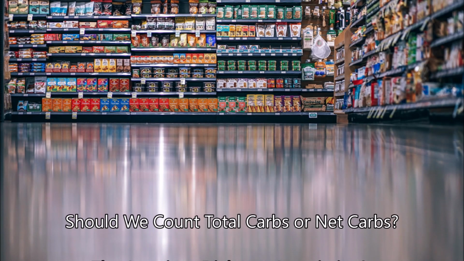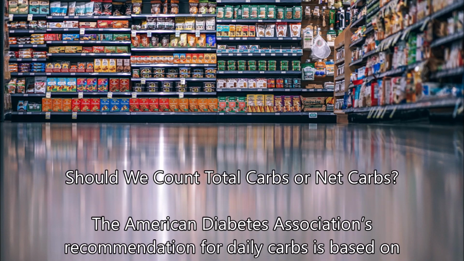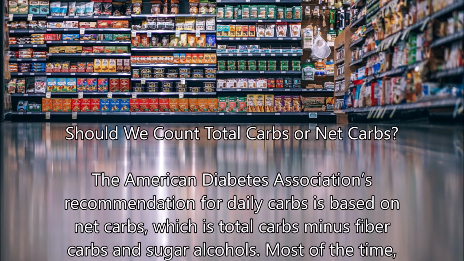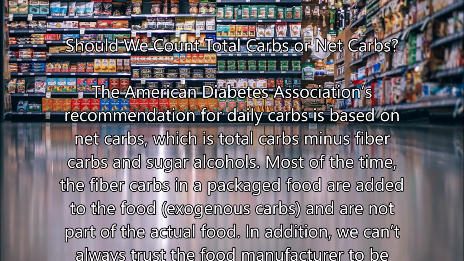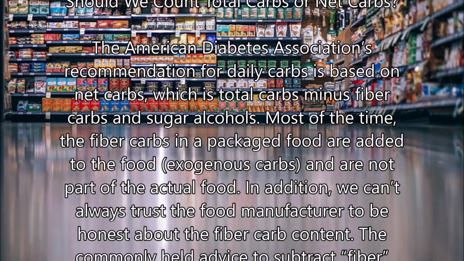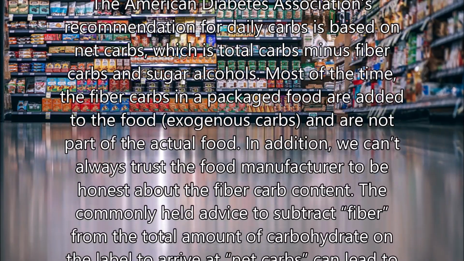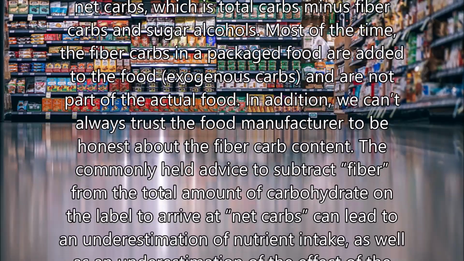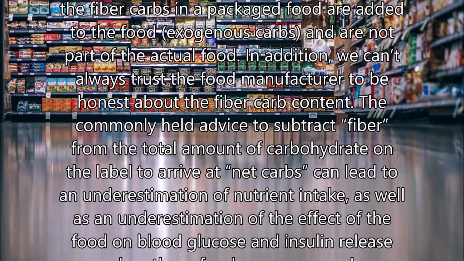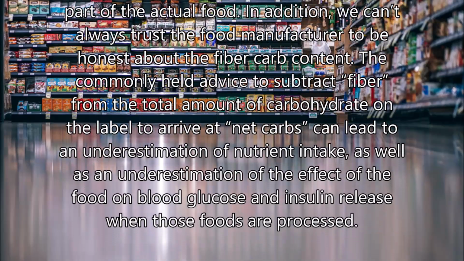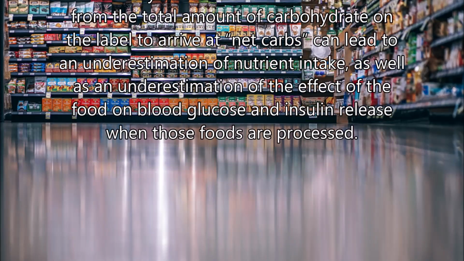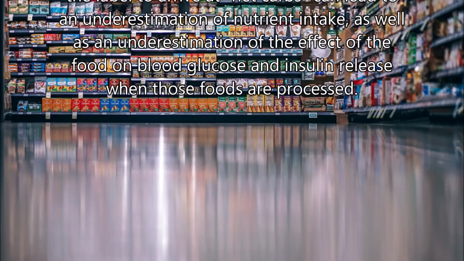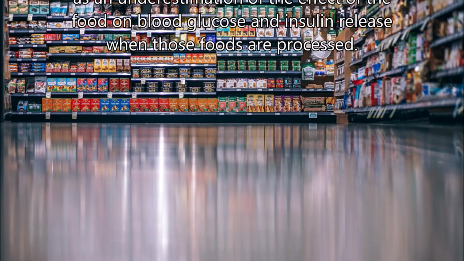Should we count total carbs or net carbs? The American Diabetes Association's recommendation for daily carbs is based on net carbs, which is total carbs minus fiber carbs and sugar alcohols. Most of the time, the fiber carbs in a packaged food are added to the food, exogenous carbs, and are not part of the actual food. In addition, we can't always trust the food manufacturer to be honest about the fiber carb content. The commonly held advice to subtract fiber from the total amount of carbohydrate on the label to arrive at net carbs can lead to an underestimation of nutrient intake, as well as an underestimation of the effect of the food on blood glucose and insulin release when those foods are processed.